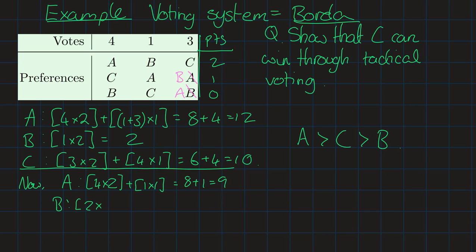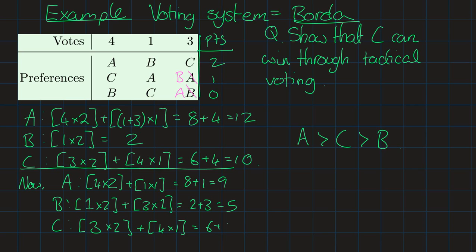B is going to have 1 times 2 plus 3 times 1, which is 2 plus 3, which is 5. And C is going to have 3 times 2 plus 4 times 1, which is 6 plus 4, which is 10. So the new social ranking is C beats A beats B, which is what they wanted, right? That's what they were hoping for. So this is a good bit of tactical voting from those three people who changed their votes like this.